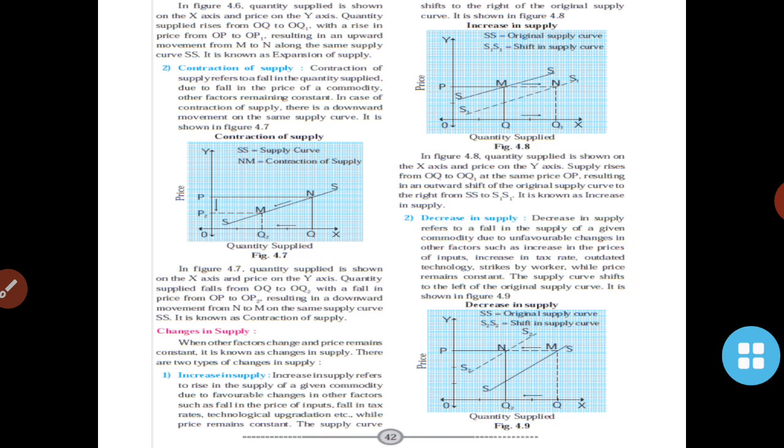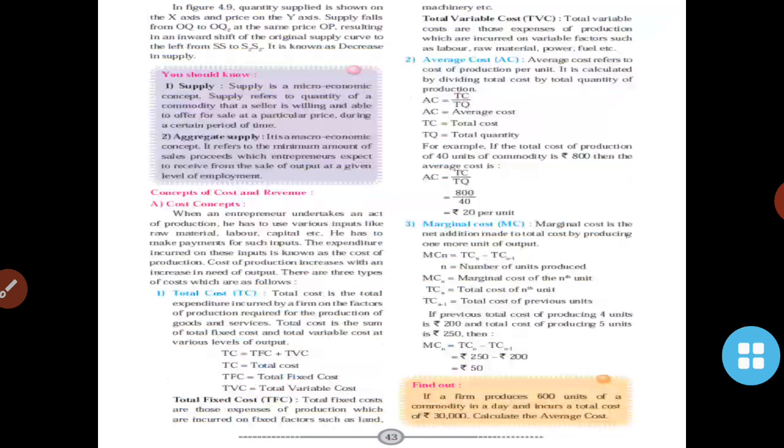So while the price remains constant, meaning the price remains the same for many years, that also leads to a decrease in supply. The workers will not work, the machinery has not been changed, then the production will be less. The supply curve shifts to the left of the original supply curve, as shown in Figure 4.9. This is an example of a decrease in supply.